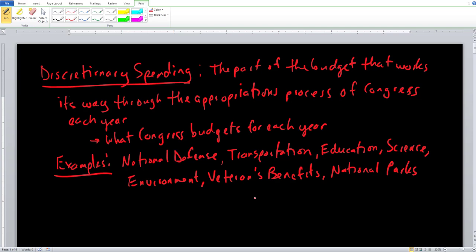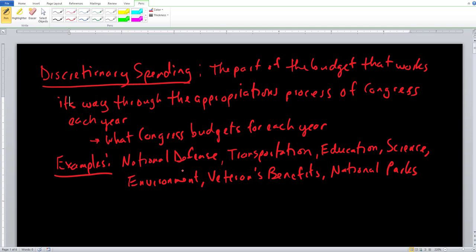It's just what Congress has a little bit of flexibility in choosing what they want to spend their money on: national defense, transportation, education, science, environment, veterans benefits, and national parks. None of these components will get any money if the federal government shuts down, which is why it's very important for Congress to come to an agreement fairly quickly. Whenever the government goes into shutdown, we notice that the national parks shut down as well. The workers there don't get paid at all. So it's very, very important. We don't want to see these workers get furloughed.